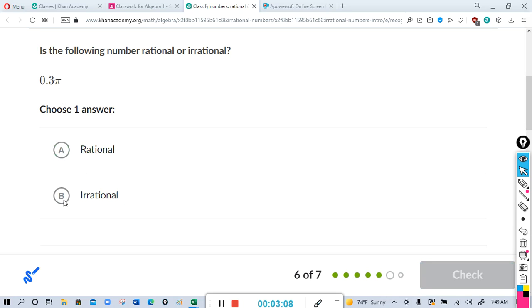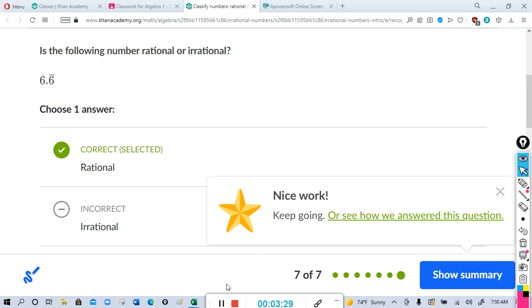0.3 times pi. Remember, pi is irrational. And 6.6 repeating. Okay, it's going to be 6.666666. It keeps going, but it's repeating. It's not all different numbers. It's repeating, so that's rational. Light work.